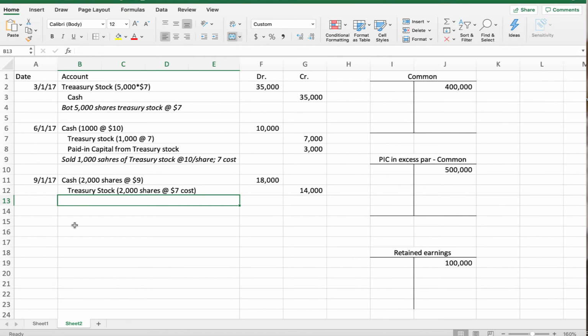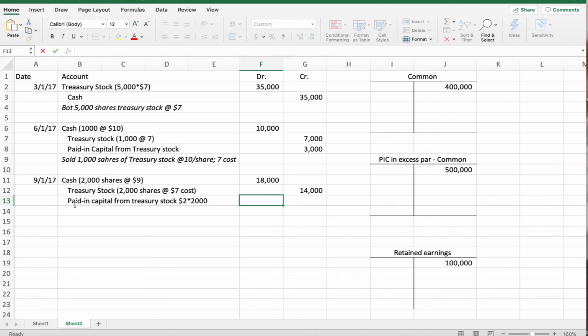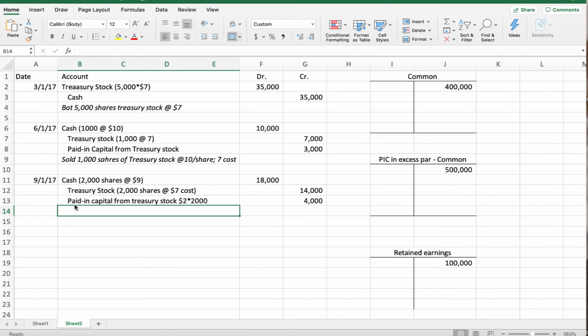I'm going to go ahead and credit my paid in capital from treasury stock. And that's going to be the difference in the price, 9 minus 7, which is $2. So I'm going to say $2 times the 2,000 shares that I sold gives me $4,000. Okay?